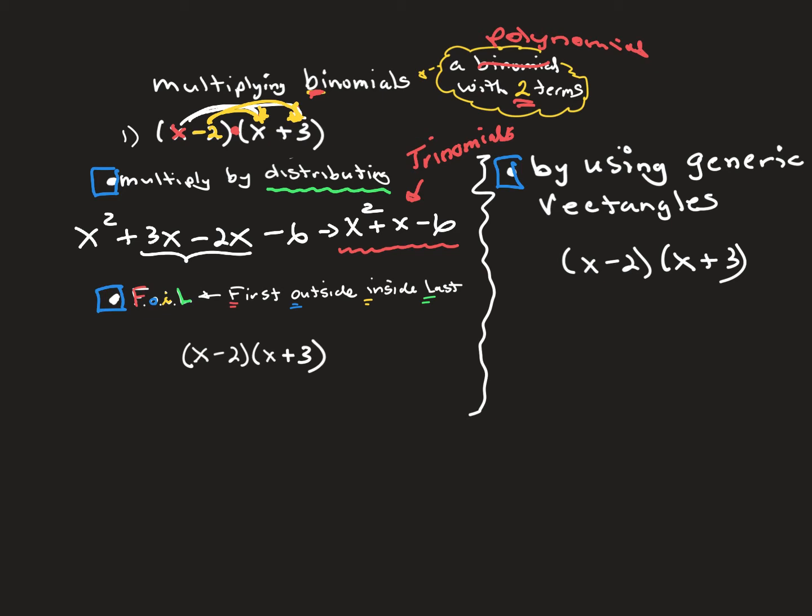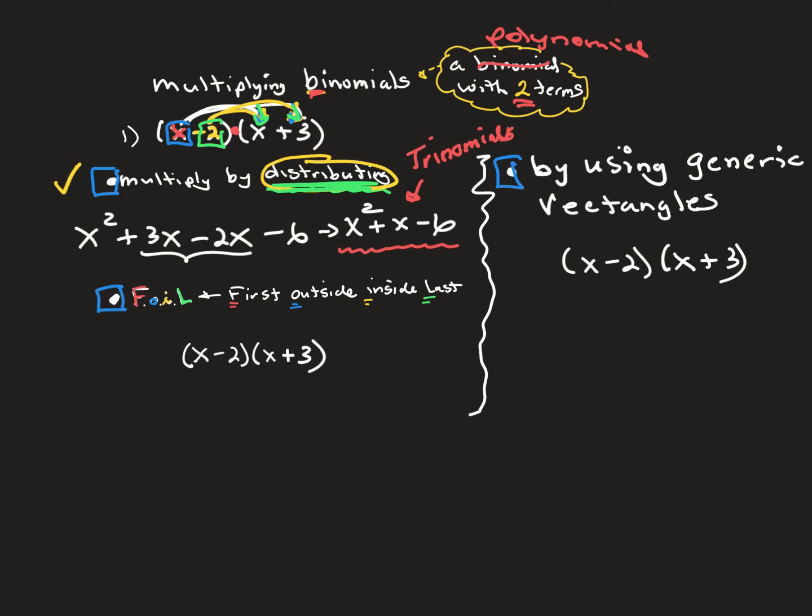So let's do this problem over again using the acronym FOIL. FOIL stands for first, outside, inside, last. It's really just the distributing property that we just did up here. All 3 of these really are just using the distributing method, right? Where we're just multiplying x times both of these. Then we're going to go back and multiply -2 times both of those. That is the distributing property.